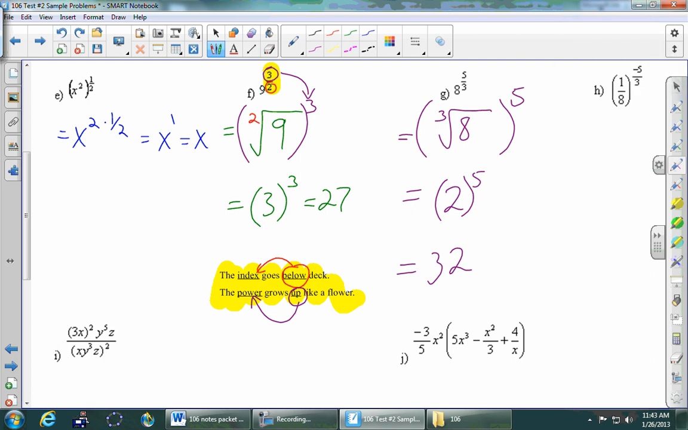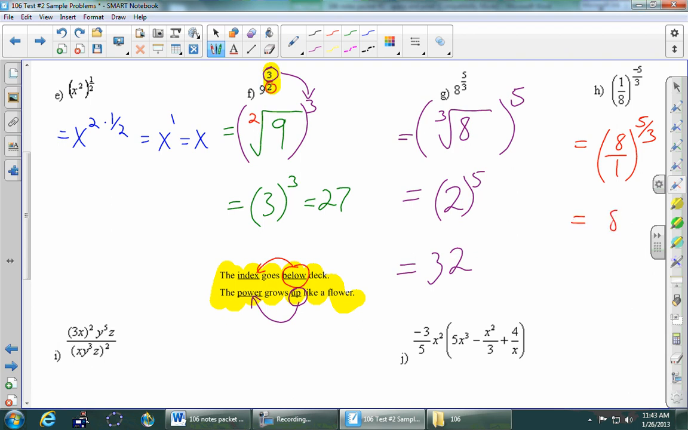Part H, 1/8 to the negative 5/3. So first thing I'm going to do here is handle that negative sign. I don't like having negative exponents. So I'm going to make it positive, and there are a lot of different ways to do that, but I think the easiest thing to do in this case is remember that if you have a negative exponent on a fraction, that negative exponent acts like a reciprocal maker. It just flips the fraction over. So this is equal to 8 over 1, flipping the fraction over, and that negative sign has done its job. It's not there anymore. So now it's a positive 5/3 power.